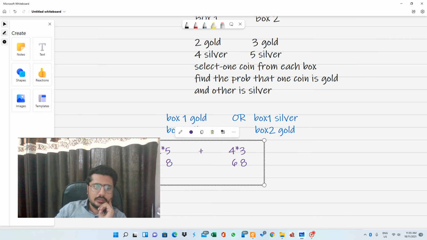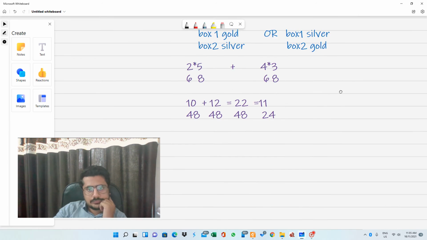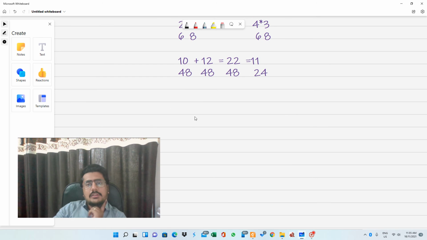Now I have to solve this. 2 fives are 10, 10 by 8 sixes are 48, plus 4 threes are 12, 8 sixes are 48. My answer is 22 by 48, which can be simplified to 11 by 24.